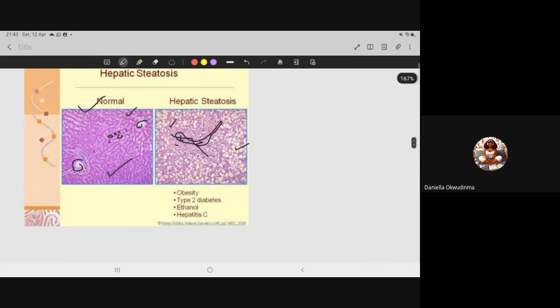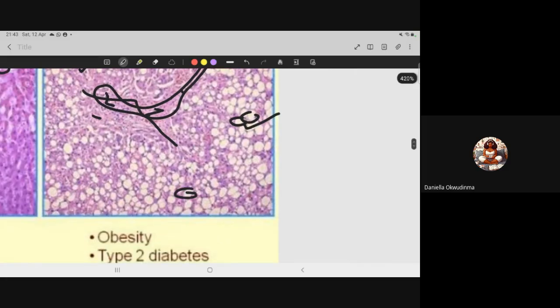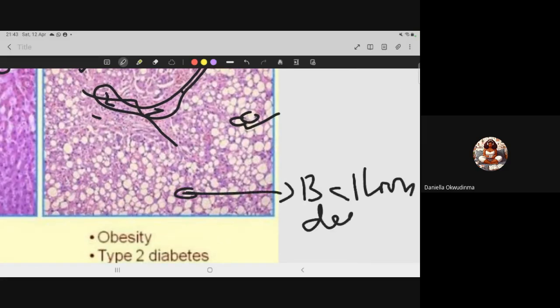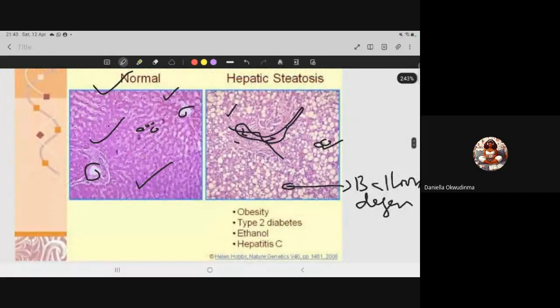Actually, this picture you need to keep in mind, these white vacuoles. Okay, white vacuoles, this is known as balloon degeneration, or Mallory-Weiss bodies. Normally, it does not have this white appearance, like white empty spaces. But here you see a lot of white empty spaces, so it represents balloon degeneration.